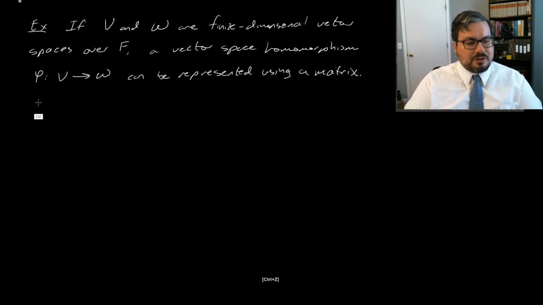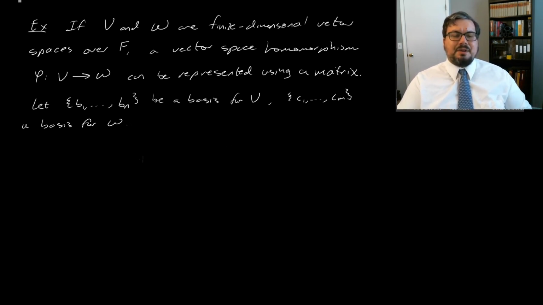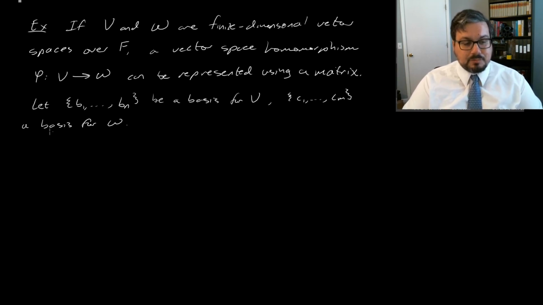So to see this construction, we can let b1 through bn be a basis for V, and c1 through cm a basis for W. Let me pause here to say that while we haven't proven right now that every vector space has a basis, that turns out to be a true statement. It requires some set theory in order to prove it that we haven't developed, but every vector space has some basis or other. So we can do this.